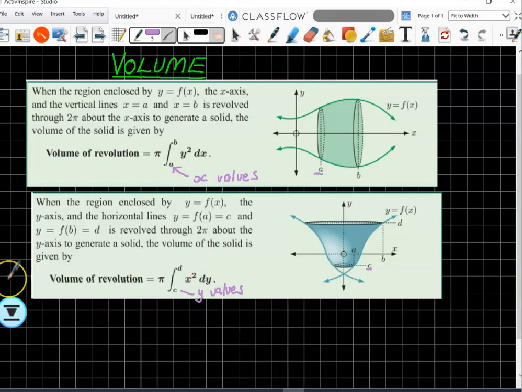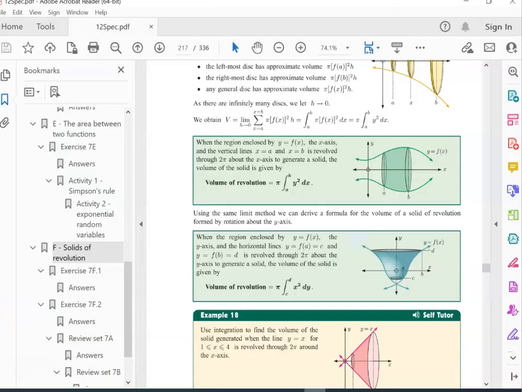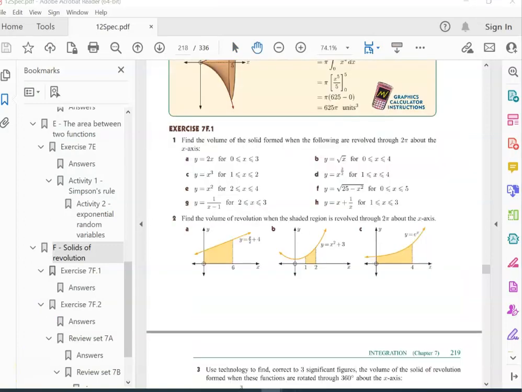So, if you haven't done so already, have your bookmarks out and find these where they are on your bookmark. If you've got your notes page, then make sure that you're adding these formulas there. We are on page 217. With all of these, it's obviously handy if you know what the functions look like.